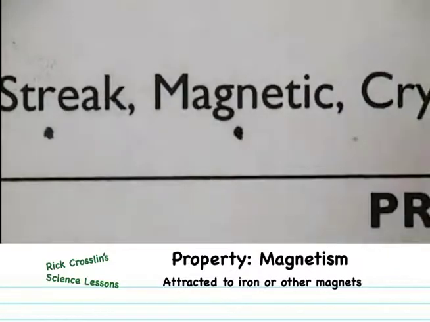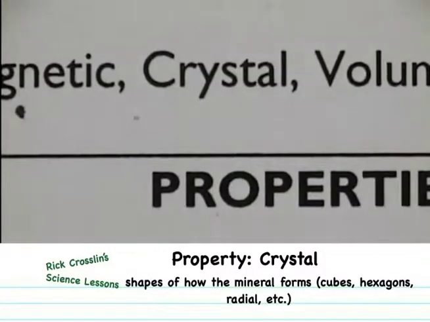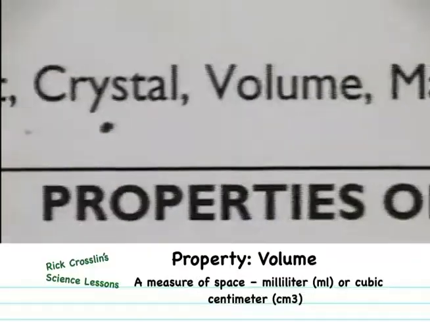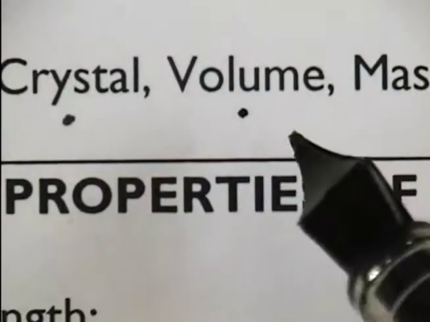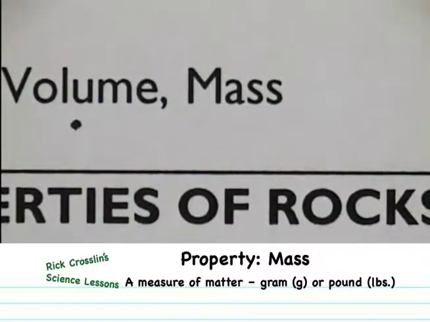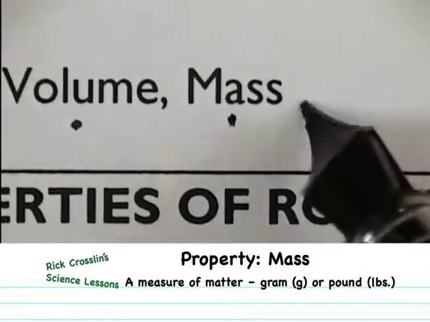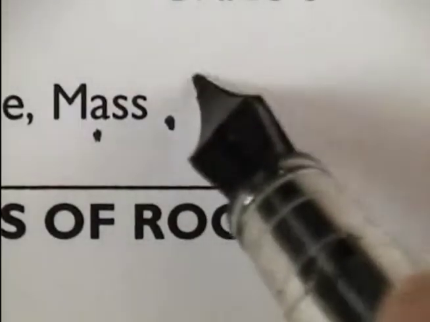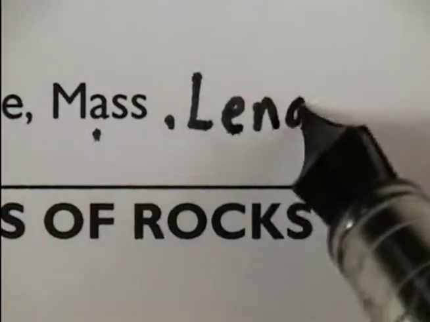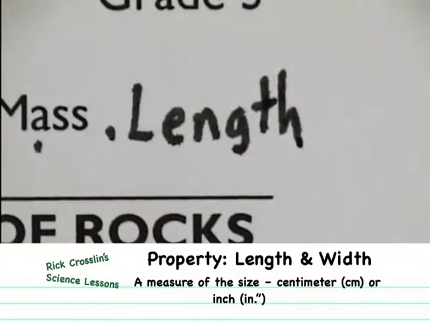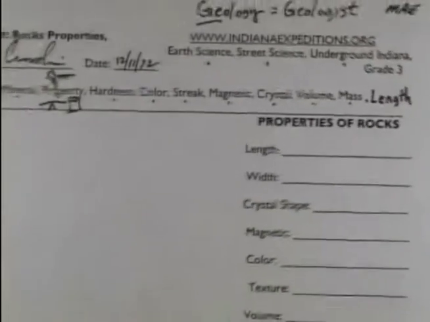Magnetic, maybe a rock is magnetic. Crystal. Volume, how much space it takes up. Mass, how much stuff it has. And finally, I'm going to add one. Go ahead and add this word. Length, how long or wide something is. So these are the words that I expect you to be using today. Since you're a geologist, we're going to use tools and words and ideas like a geologist. Are you ready to get started?